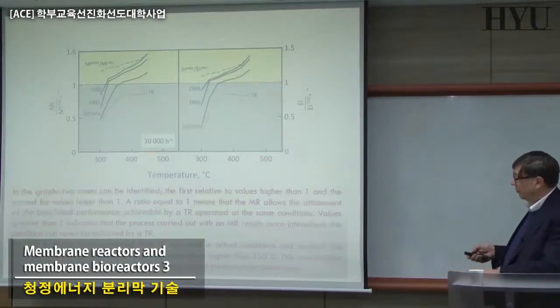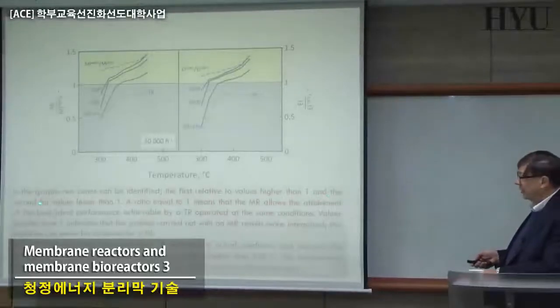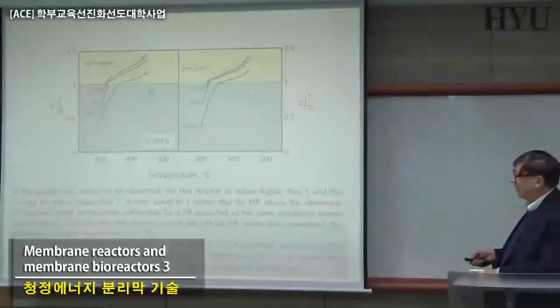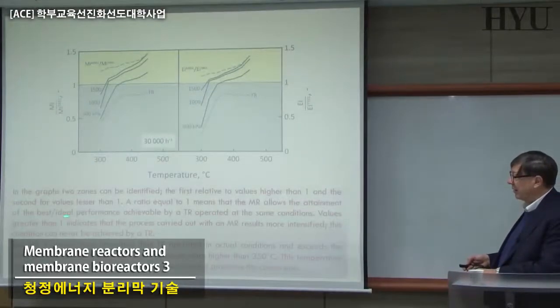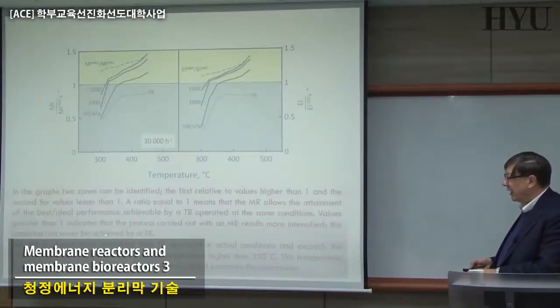You can make a lot of this kind of evaluation. Now you have ratios higher than 1, and the second case is less than 1. A ratio equal to 1 means that the MR allows the attainment of the best ideal performance achievable by a traditional reactor operated in the same conditions. Values greater than 1 indicate that the process carried out with a membrane is more intensified, and this condition can never be obtained by a traditional reactor.